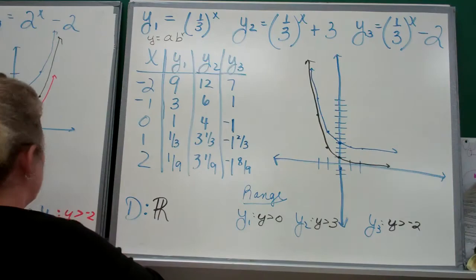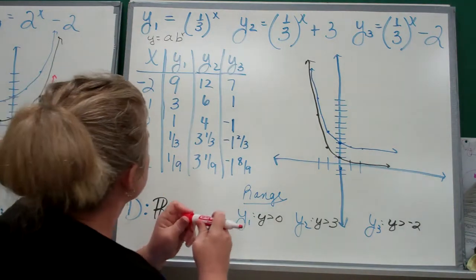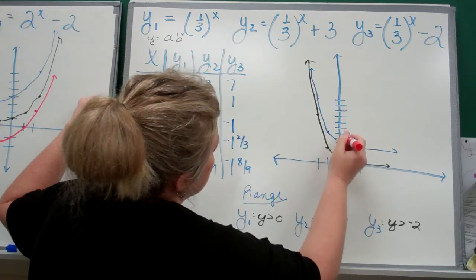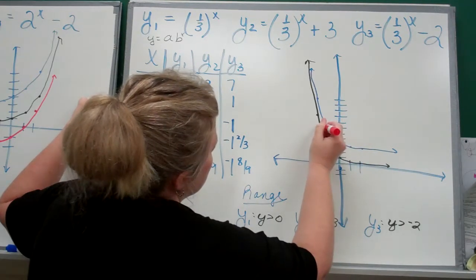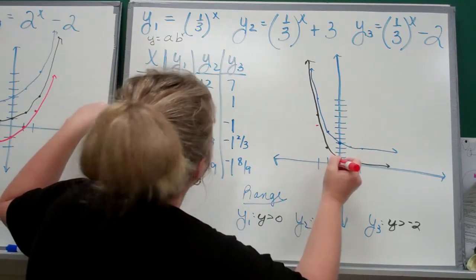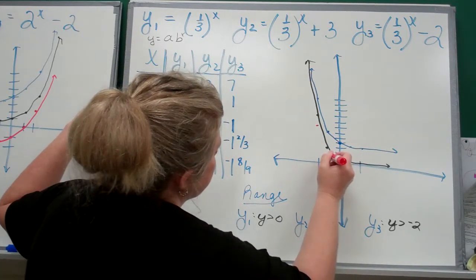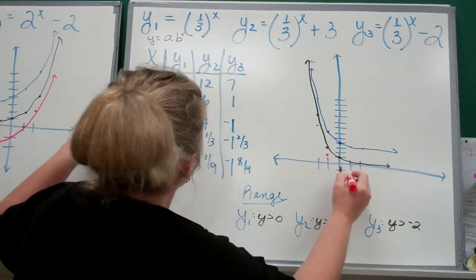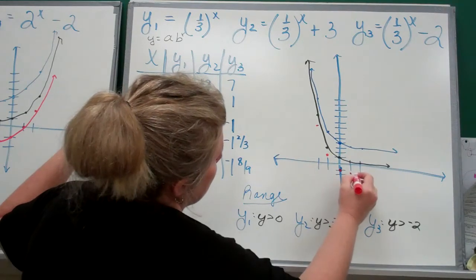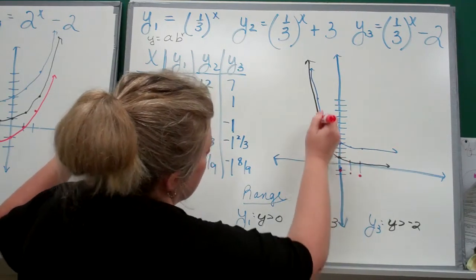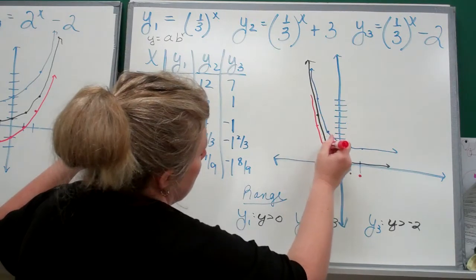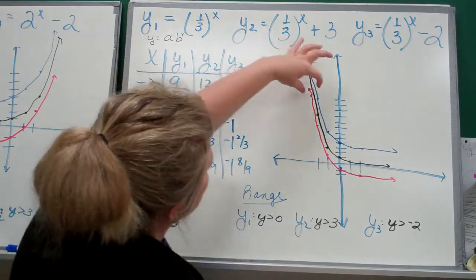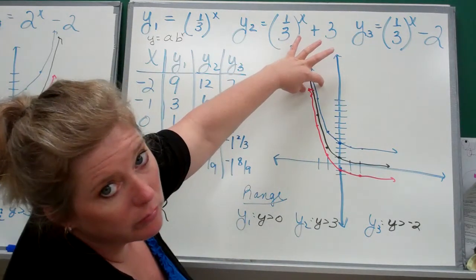And for the third one, -2, 7. -1, 1. 0, -1. And then our fractional ones that we just got to estimate. And you can see very easily how close together they get here, because they are going to run into each other.